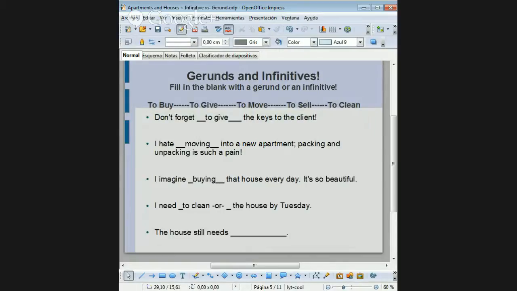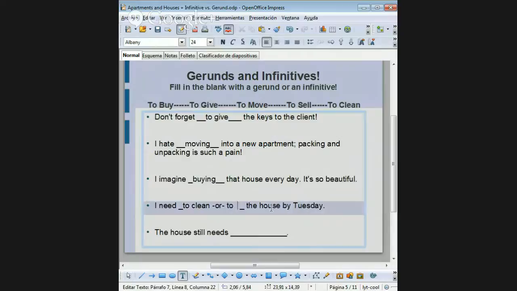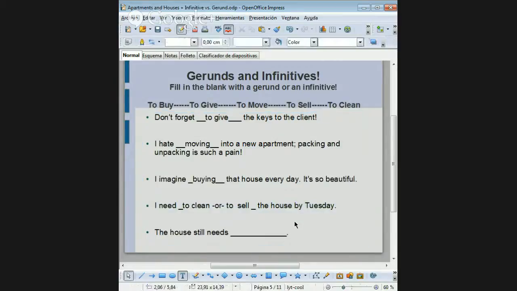I need to move. Not quite. To sell. Yeah, I need to sell the house by Tuesday. So it could be like a real estate agent is what the idea is. I need to sell the house by Tuesday. Really good. Both of those could work. Really nice job, Boonzer.